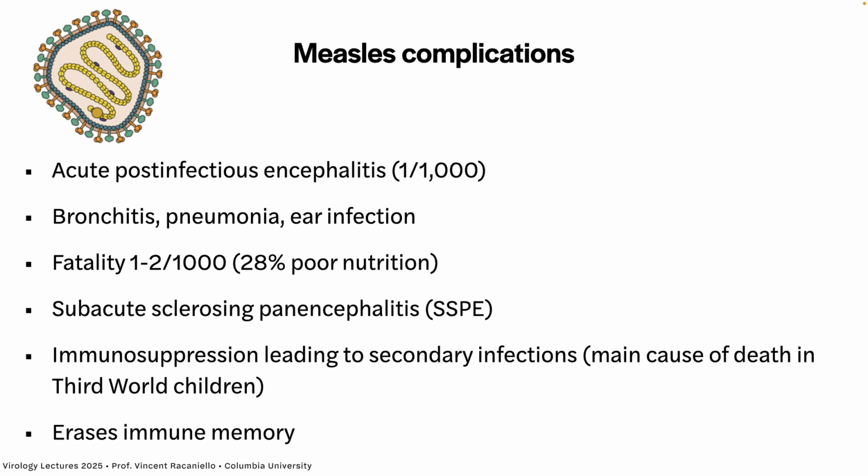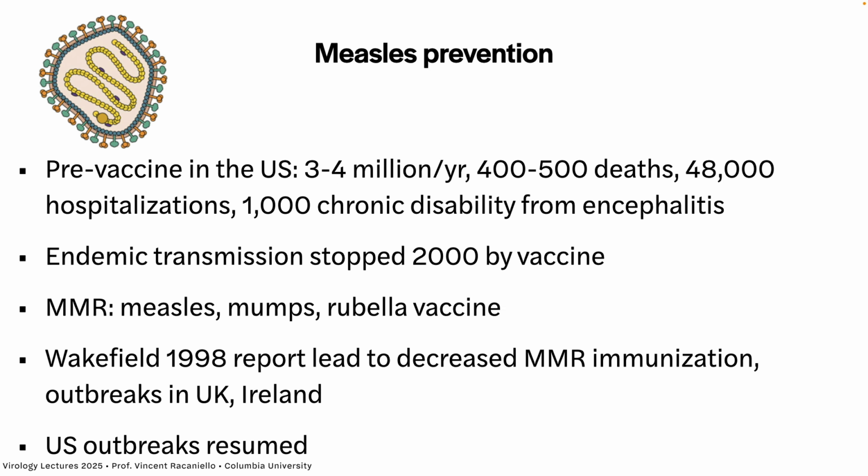And that's the main cause of death in third world children. They get secondary bacterial infection. And as we talked about a couple of sessions ago, it erases immune memory. So for some time, until you restore that immune memory, you are susceptible to all kinds of other infections. This is no trivial infection, okay? Do not let anyone tell you that. It's not trivial. How do you prevent it?